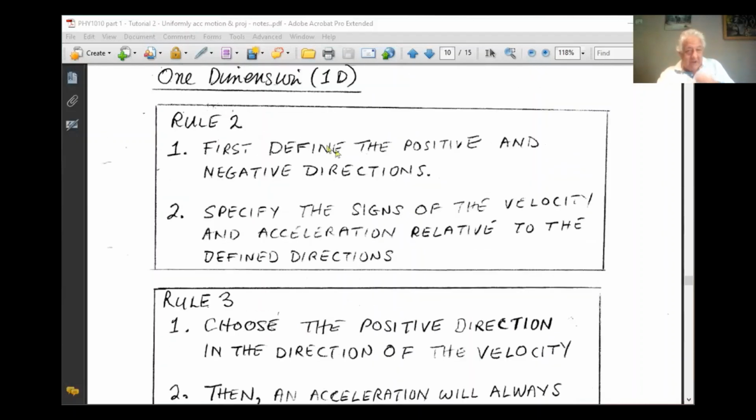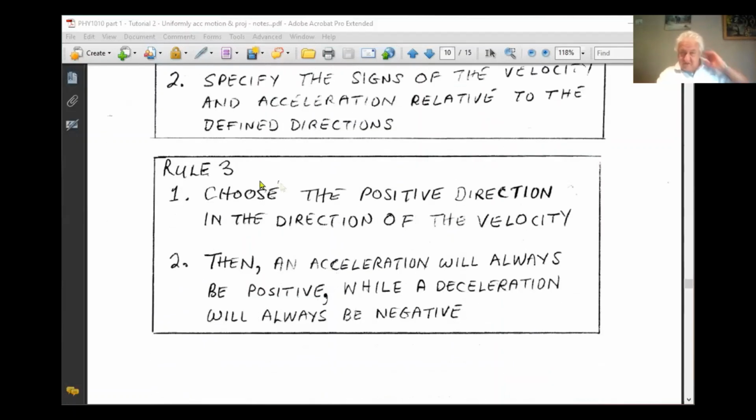The best rule in my view is this one, where you define your coordinate axes and then you define the signs of your acceleration and your velocity accordingly. However, it's also correct to use this. So if you prefer and you understand things clearly, you can use rule 3, so you get the correct sign for acceleration and for deceleration, especially in your constant acceleration formula. Okay?